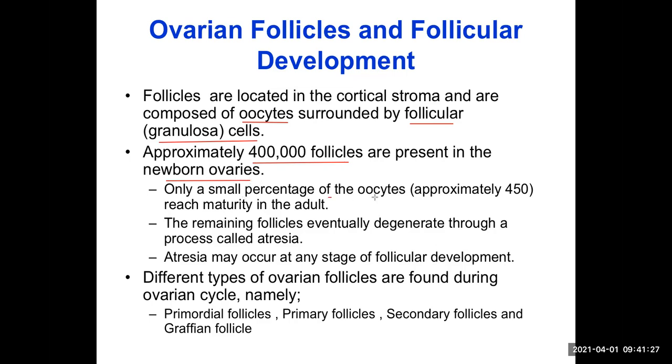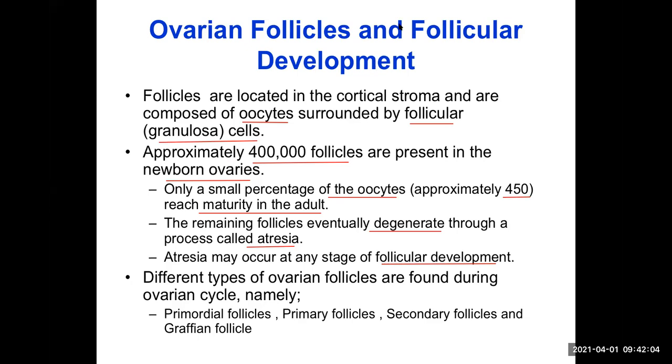Only a small percentage of the oocytes, approximately 450, reach maturity in the adult, and all others remain inactive. See this? Out of 400,000, only 450 reach maturity in the adult. The remaining follicles eventually inactivate and degenerate through a process known as atresia. Atresia may occur at any stage of follicular development. Now this is very interesting. Let me tell you a little bit more about this concept here.